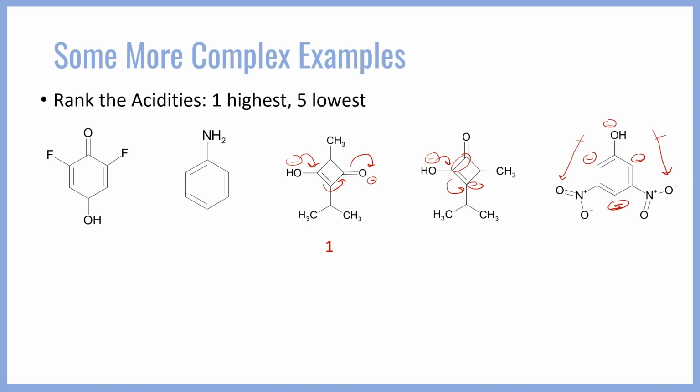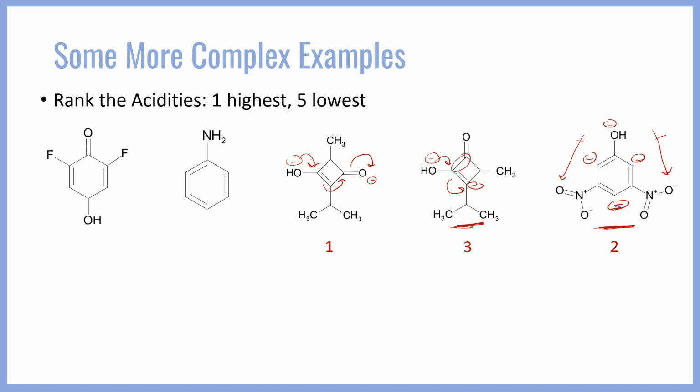Not quite as acidic, though, as number 1, but it will be more acidic than the other molecule we looked at, the other square ring, because of the resonance effect. Whereas this one can only delocalize into the 1 carbon, this one can delocalize into 3 carbons. So these molecules will be 2 and 3 respectively, with the greater resonance leading to greater stability as compared to the single carbon resonance.